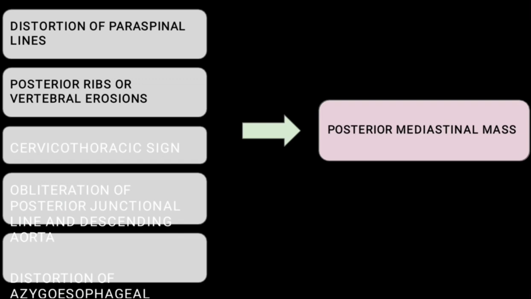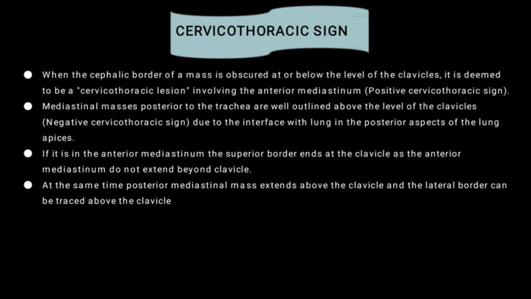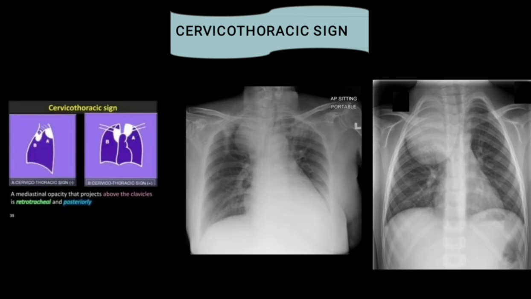Now, posterior mediastinal mass. Distortion of paraspinal lines, posterior rib or vertebral erosion, the cervicothoracic sign, obliteration of the posterior junctional line and descending aorta, and distortion of the esophageal recess are signs that tell us it can be a posterior mediastinal mass. So the cervicothoracic sign: when the cephalic border of a mass is obscured at or below the level of the clavicle, it is deemed to be a cervicothoracic lesion involving the anterior mediastinum.